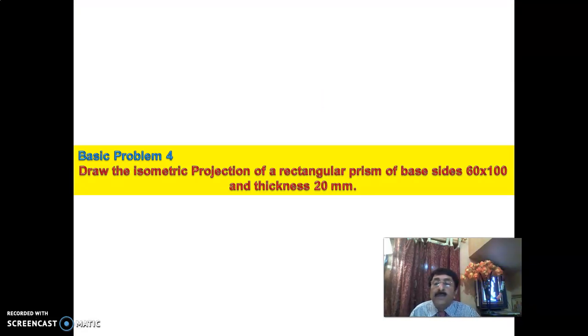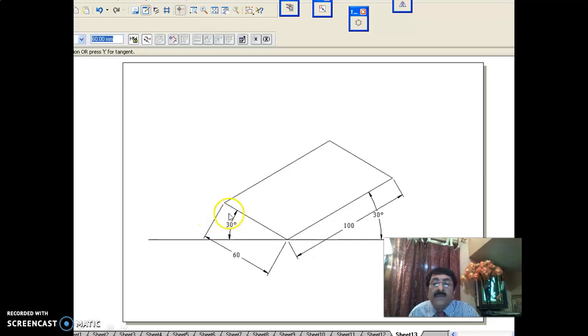Okay, now the basic problem 4 is: draw the isometric projection of a rectangular prism of base sides 60 by 100 and thickness 20. See here, unlike the square prism with a square base, it will have a rectangular base, 60 by 100, and thickness is 20 only. In that way, you take 60 by 100. As I said, you have two methods. Directly you can take 60 ISO, 100 ISO and all that. Instead of doing that, you can do it at the end.